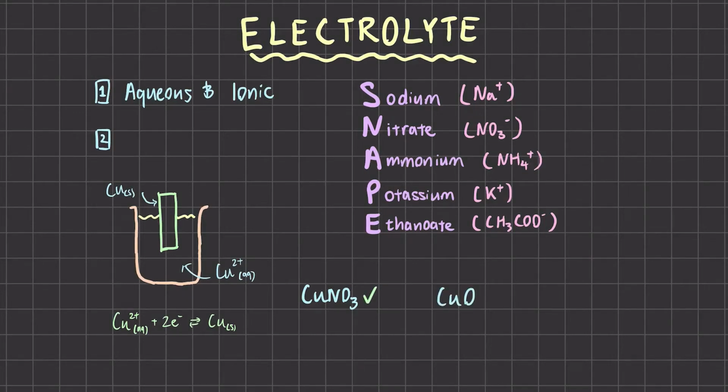Okay, what about copper oxide? So copper oxide would not be soluble because it doesn't contain any of the SNAP compounds. So therefore, it cannot be used as an electrolyte. Now, with that being said, substances such as copper sulfate are soluble even though none of its compounds are a part of SNAP. So it does come down to a bit of experience to remember which compounds are soluble, but the common ones or the common rules usually stick in your head after doing some questions.